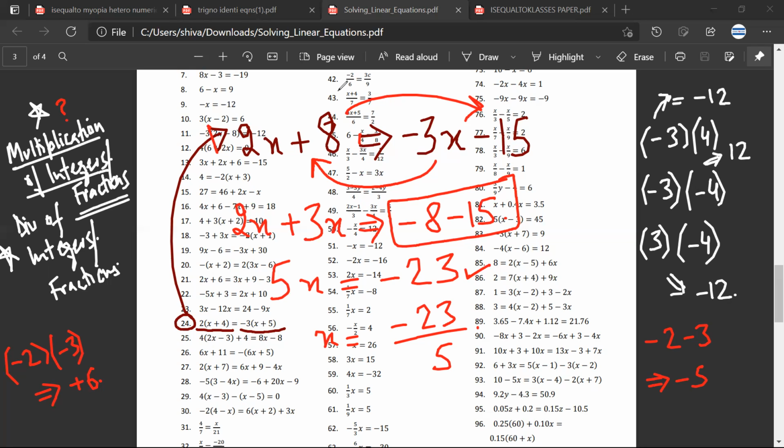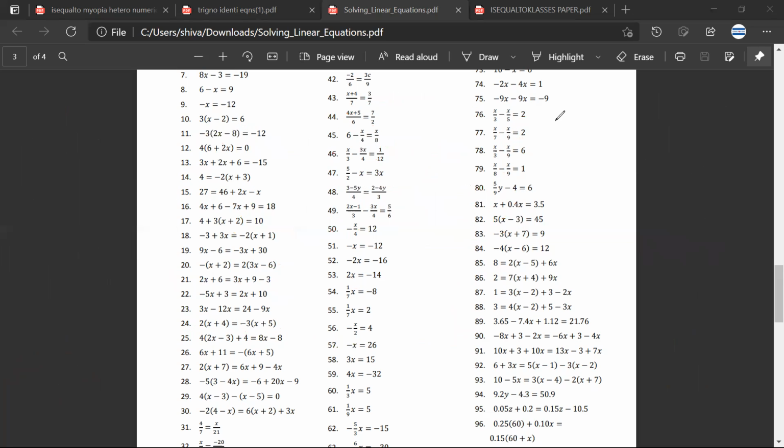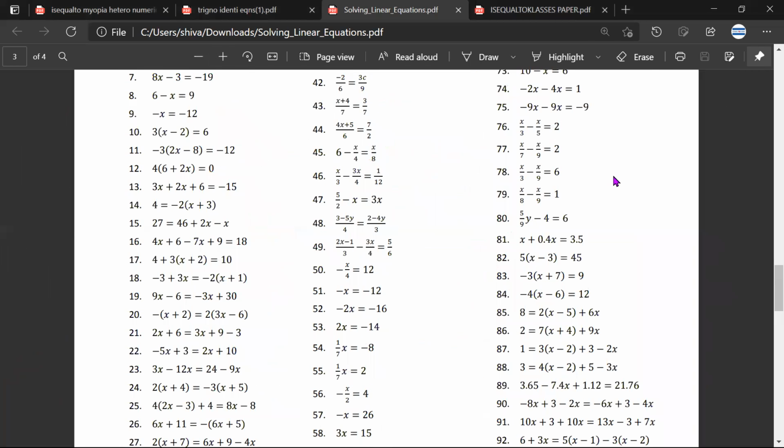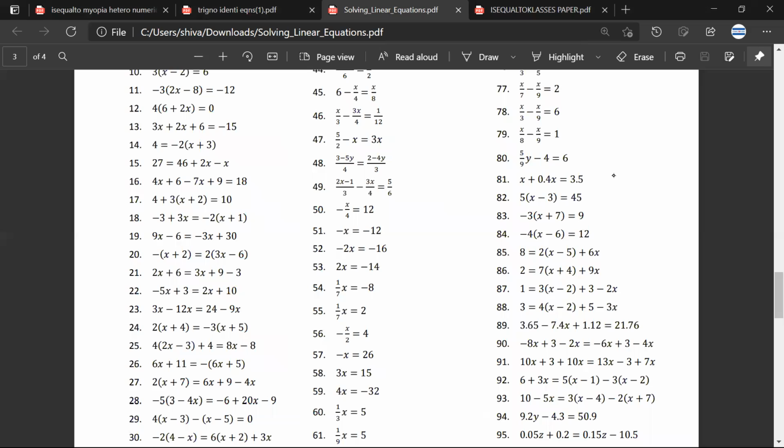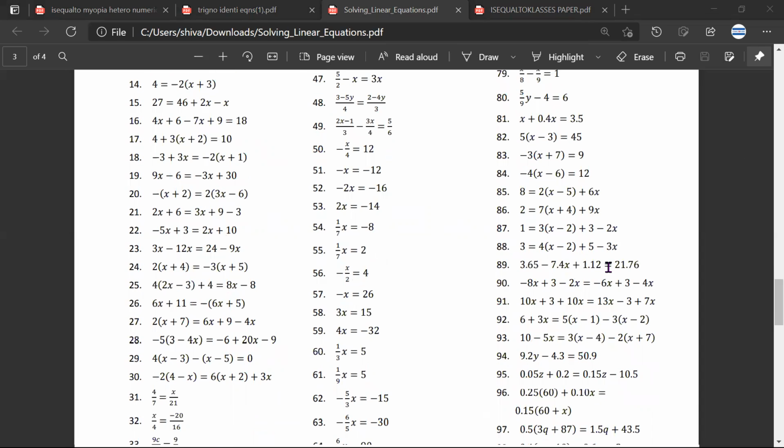So please be very clear about the basic operations of multiplication, division, addition, subtraction of integers. Only then you'll be able to solve equations. Otherwise, you'll always be confused. Okay.